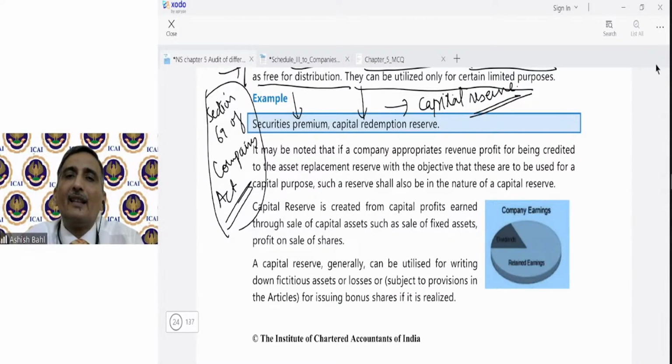This reserve again can be used for issuing unissued bonus shares. Yes, Suman Goel, you are right. This reserve is created on buyback of securities. So it is again an example of capital reserve.